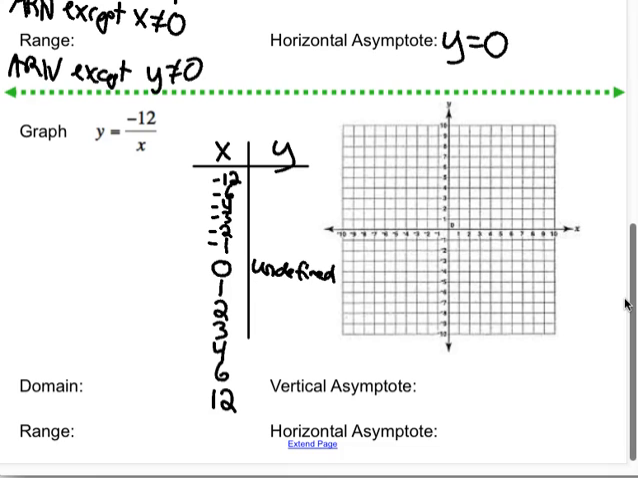12 divided by 1 is 12. 12 divided by 2 is 6. Divided by 3 is 4. Divided by 4 is 3. Divided by 6 is 2. Divided by 12 is 1. So literally me just running through, plugging in each of those x values, 12 divided by that x value to get y. Same thing in this direction.